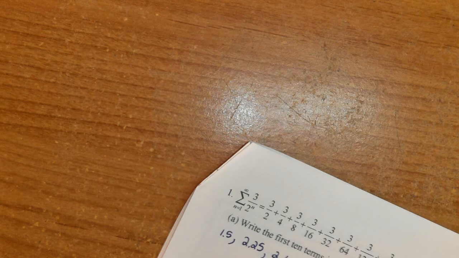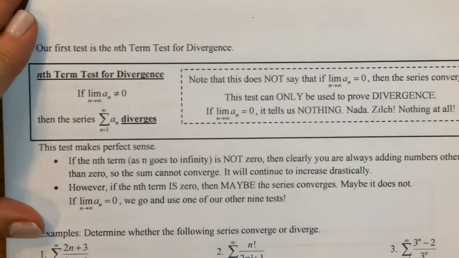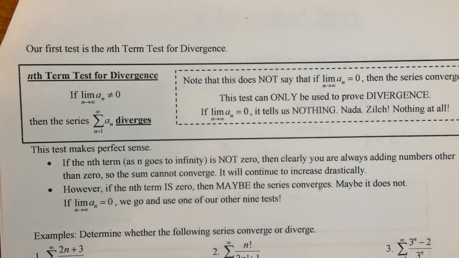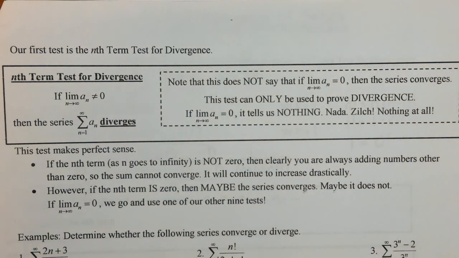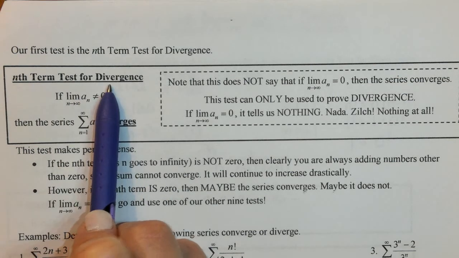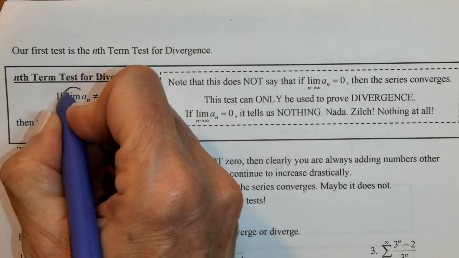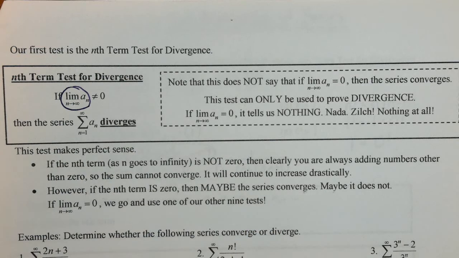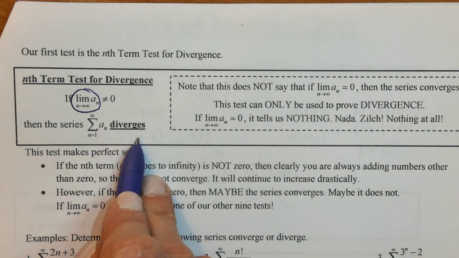Now, we're going to get our first of the 10 tests, and that is called the Nth Term Test for Divergence. This test can only be used to determine if a series diverges. You can never say that a series converges by Nth Term Test, only for divergence. Okay? And this is a very simple test. Take the limit of the nth term as n goes to infinity. If you do not get 0, then the series diverges. Okay? If you do not get 0 for that limit, the series diverges.